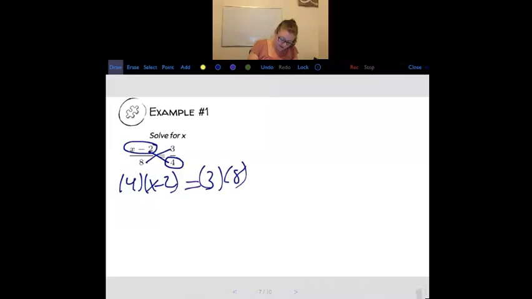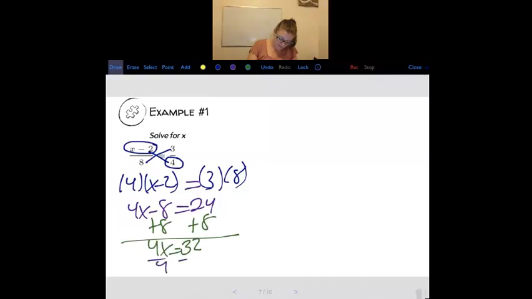So now we have 4x minus 8 equals 24, another linear equation. So we add 8 to both sides, and then we divide by 4 to get x equals 8. And again, you can check this by plugging it into the original.